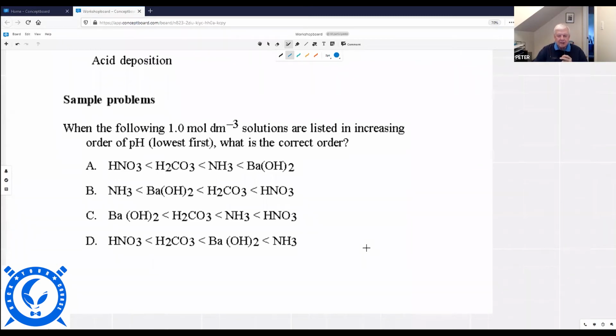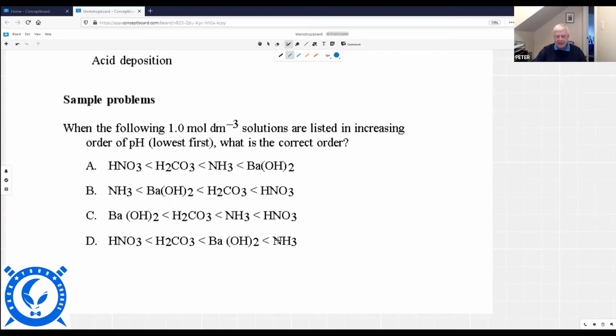Unfortunately, D is not the correct answer, because you're therefore saying, when you got the first 2 right, nitric acid is a stronger acid than carbonic acid, but ammonia is a weaker base than barium hydroxide. And so in fact, the correct answer is A, where you start with strong acid, you go to weak acid, weak base, strong base.